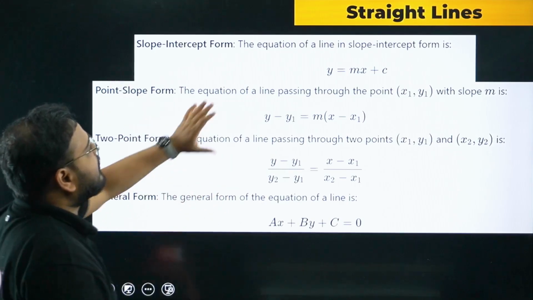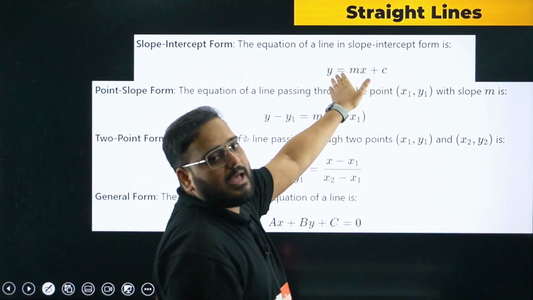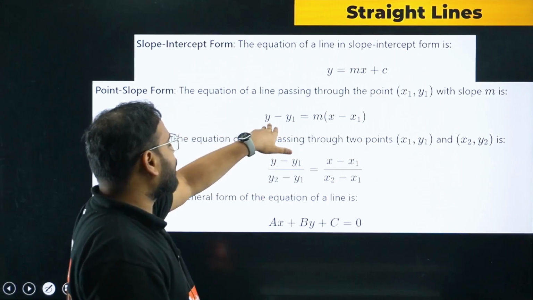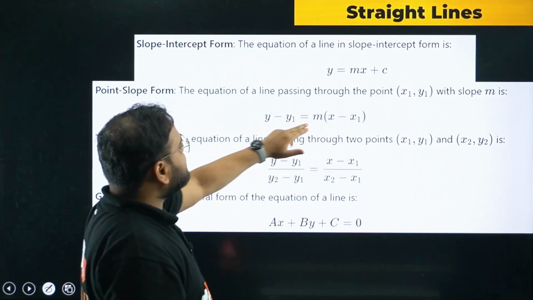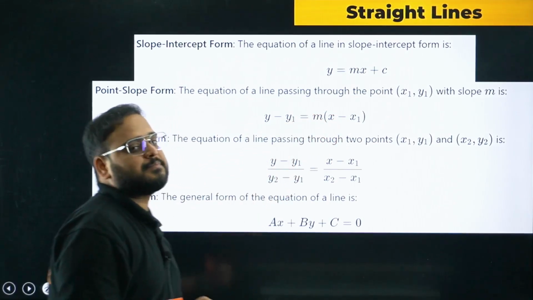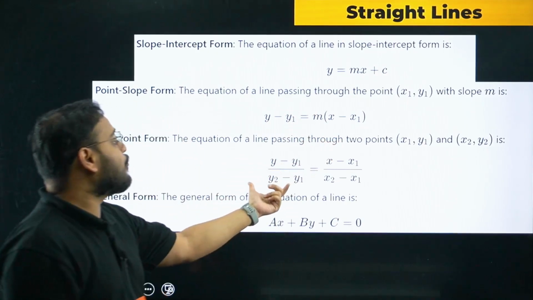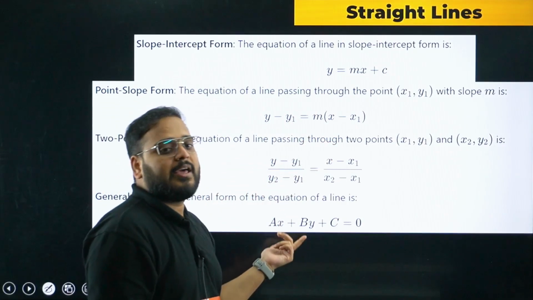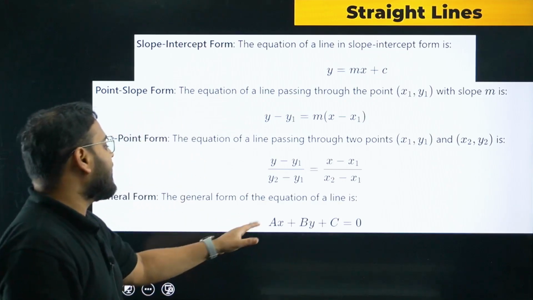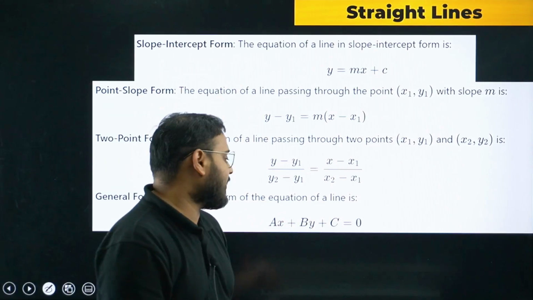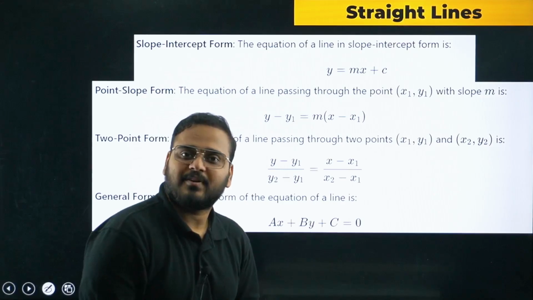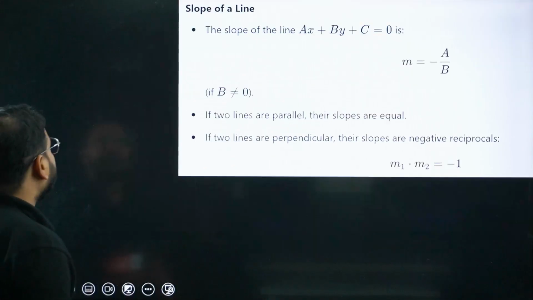What else do we have, sir? Again, simple basic formulas in straight lines. Slope-intercept form: y equals mx plus c. We have the point-slope form, where the point is given as (x1, y1) and the slope is given as m. Then we have the two-point form, and the general equation ax plus by plus c equals 0, where a and b are the coefficients of x and y and c is the constant term. Very simple. Okay, now what else do we have?